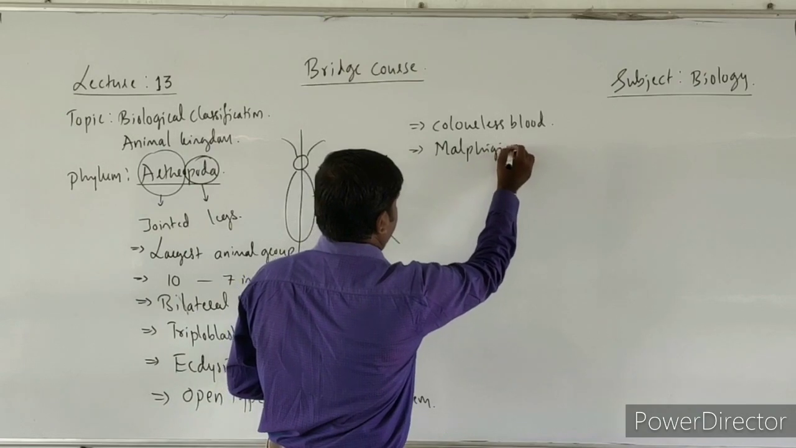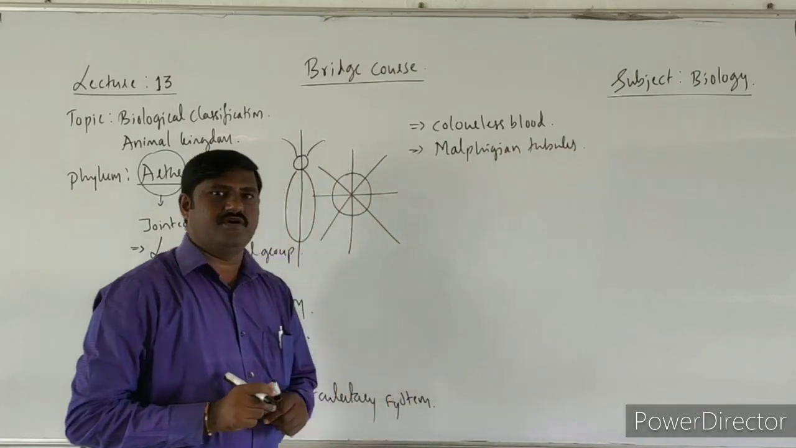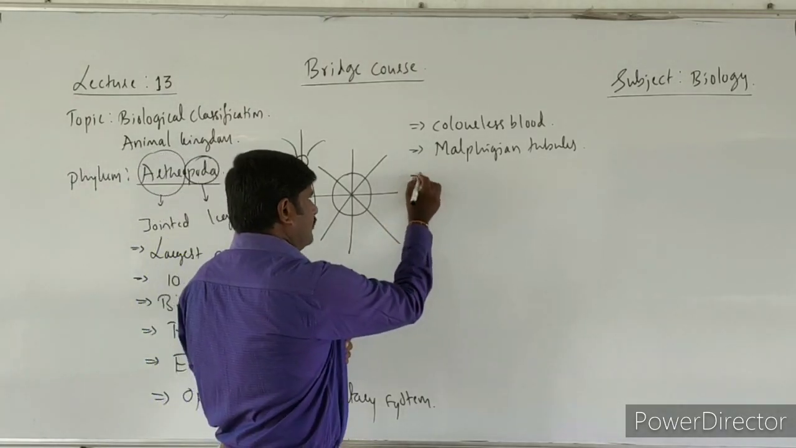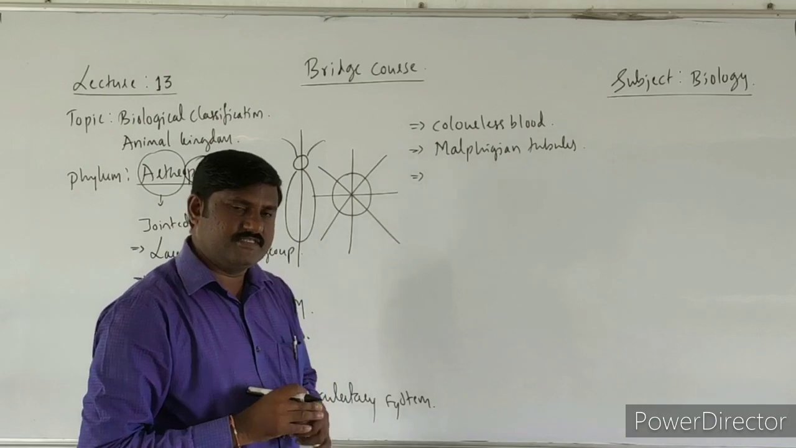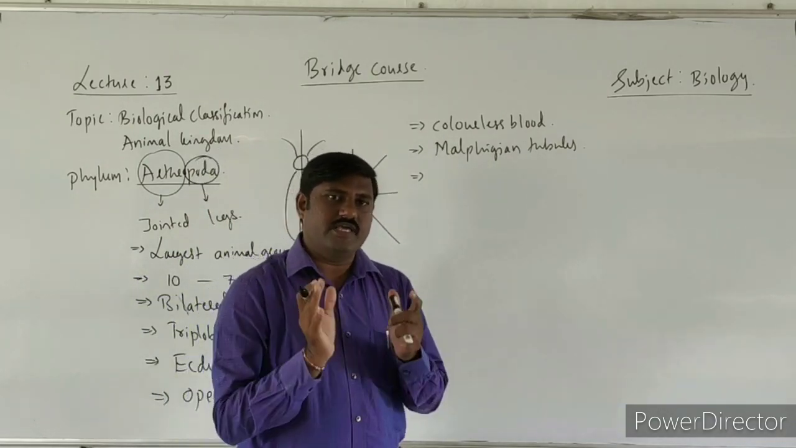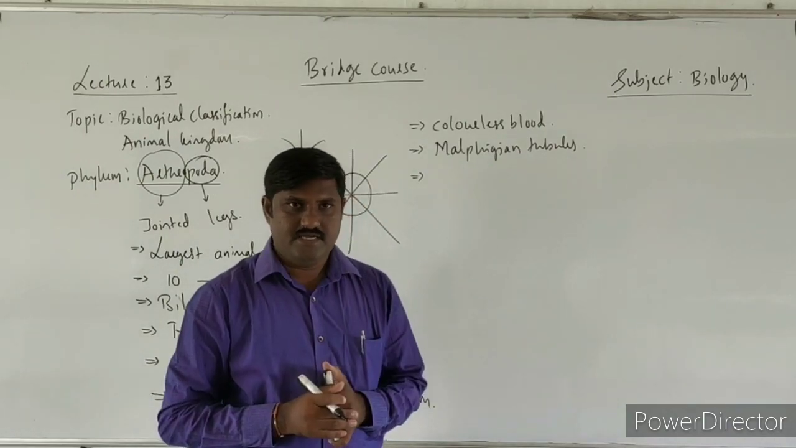And the next important feature, the excretory organs in these animals, especially if we consider the cockroach, that is Malpighian tubules, are the excretory organs in these animals. And one more important feature in these animals that I am going to take here is that the body is divisible into head, thorax as well as abdomen, right?